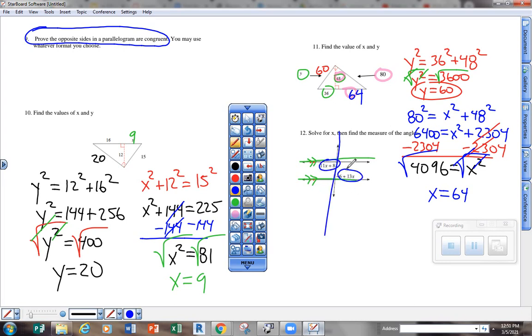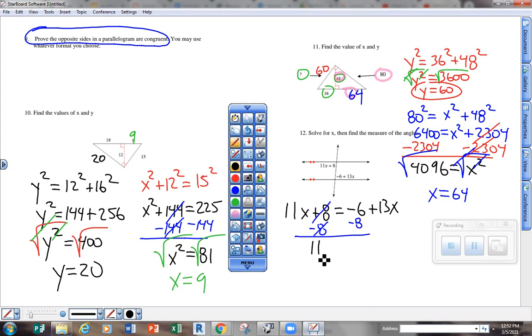If this one would have been right here, those would have been same side interior, those would have added up to be 180. But since they're right there, those are alternate interior, equal. So I'm going to set these two equal to each other and then solve the variables on both sides equation. I'm going to start by getting rid of the 8, subtracting it to the other plain number on the left, and then I'm going to take away 13x to get that variable over there on the left.